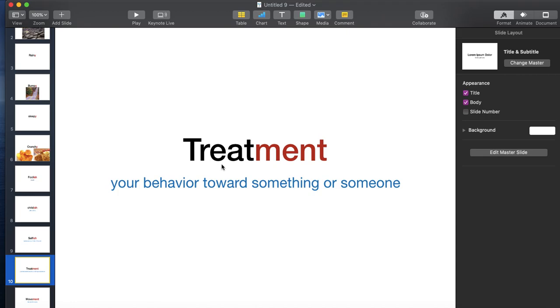Treatment. The word treat is the base word, and ment is the suffix. Now we're done with the suffix ish. Now we're going to start with the suffix ment. What's a treatment? For example, when you go to the doctor and he gives you a treatment, something to help you feel better, like medicine. So a treatment is something that someone gives you to make you feel better. It's also your behavior towards someone. You act very well when you give people a good treatment.